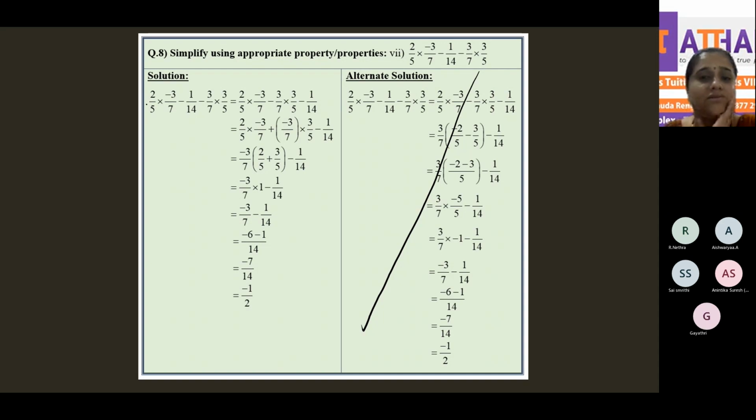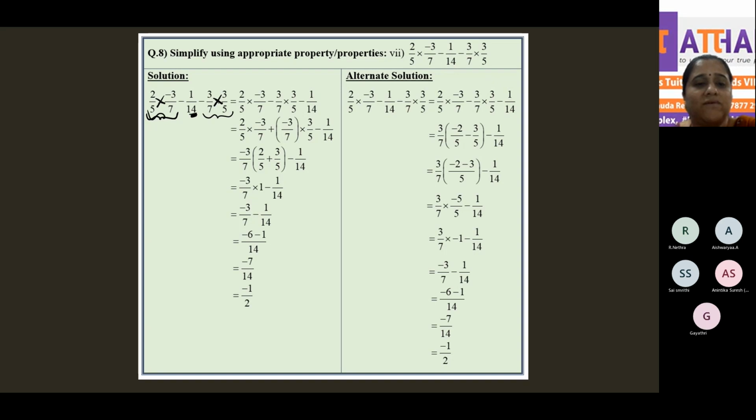So how do we understand this? This is 2 by 5 into minus 3 by 7. And here we have minus 3 by 7 into 3 by 5. Minus 1 by 14 stands alone. 2 by 5 into minus 3 by 7. 3 by 7 into 3 by 5. Minus 1 by 14 stands alone. Because how do you group it? On either side of the multiplication sign. See here, multiplication sign here. So this one makes a pair. Multiplication sign here. So this one makes a pair. This one stands alone. So rearrange.